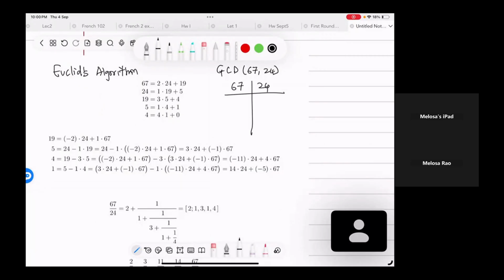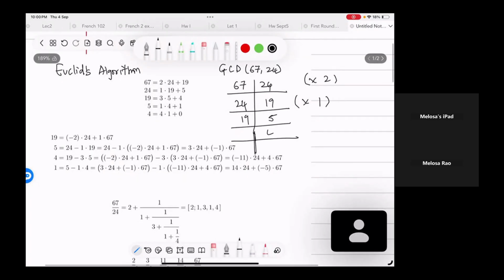So we divide 67 by 24 as we would, and the quotient here is 2, and the remainder is 19, and that's why we get this. Then we divide 24 by 19, and the quotient here is 1, and the remainder will be 5. Again, we try dividing 19 by 5, and 5 3s are 15. So we have 4 as the remainder, and 5 here.